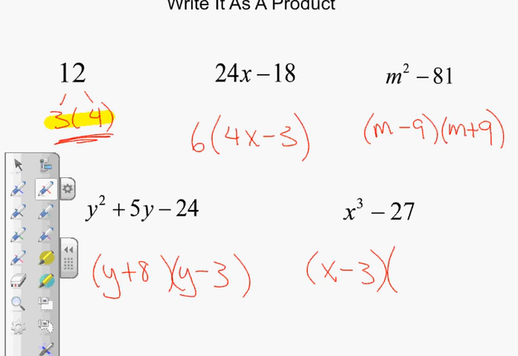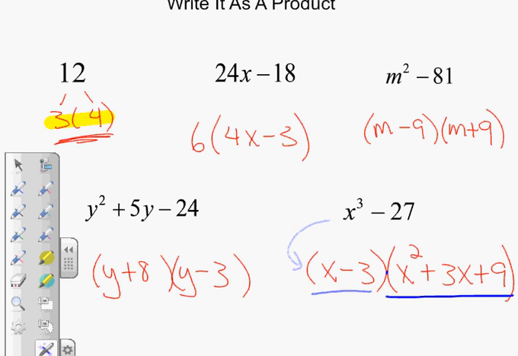times the quantity of x squared, minus, excuse me, it's actually plus 3x and plus 9. Now, I won't factor this out with the magic pen because this is a little more to see. Again, the grand question here is, in fact, is this difference equal to this product of the quantity x minus 3 times the quantity of x squared plus 3x plus 9? Well, let's take a look.